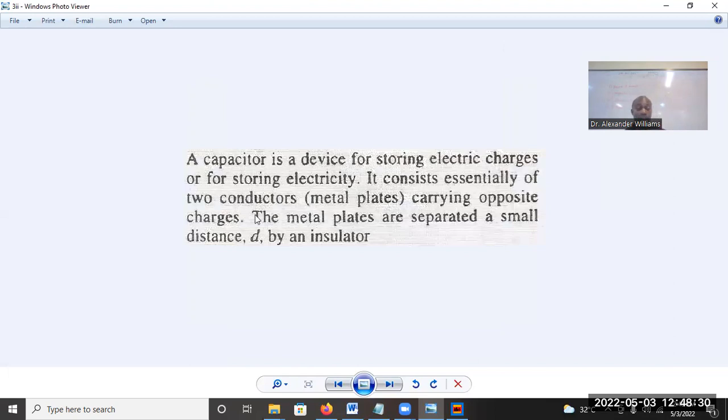We define a capacitor as a device. A capacitor is a device for storing electric charges or for storing electricity. It consists essentially of two conductor metal plates carrying opposite charges. The metal plates are separated by a small distance d by an insulator.